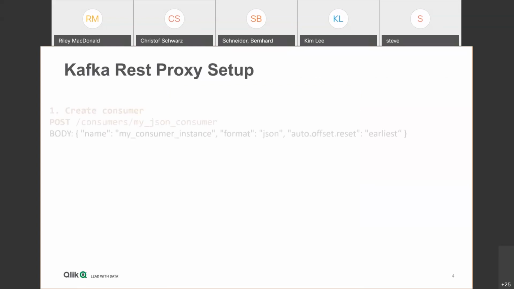And to set it up, it's quite easy to read in Qlik Sense, I should say. The first step is to create a consumer through this API. You just send a POST call to your Kafka server with this endpoint and this body, which says what my consumer is, what the name is, the format, and a couple of other parameters as well.